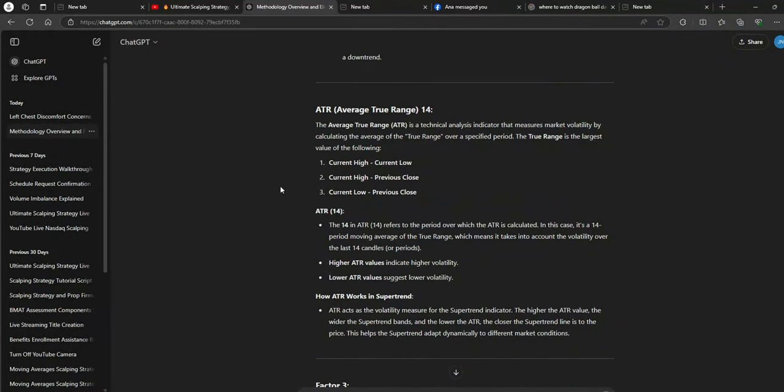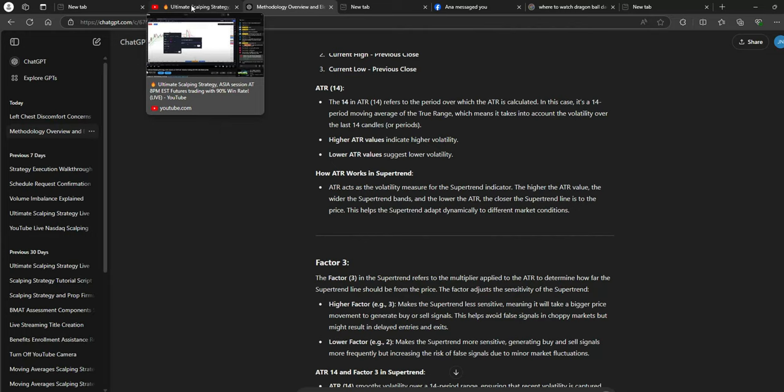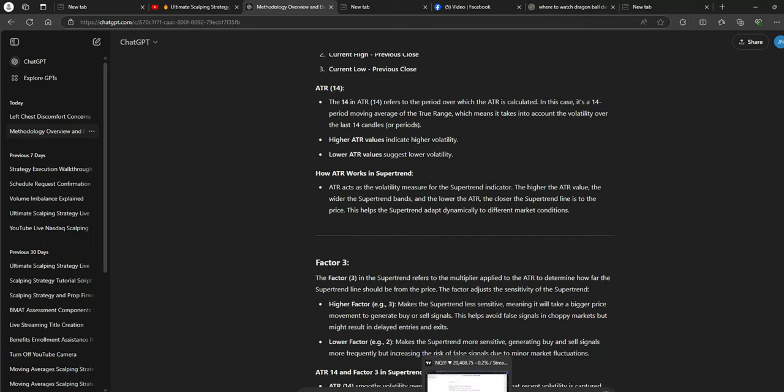The reason why I set the average true range to 14 is that it is a basic technical analysis indicator to measure market volatility. The 14 refers to the period over which ATR is calculated. There's a formula for that, but 14 is the best way to tame the volatility, I think. And the factor 3 is the multiplier of the super trend that is applied to ATR. I don't want to go deeply into that because we're wasting so much time.